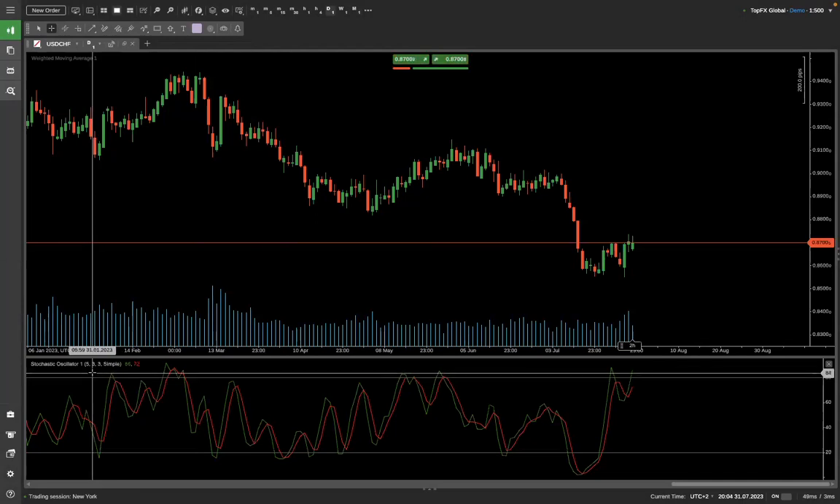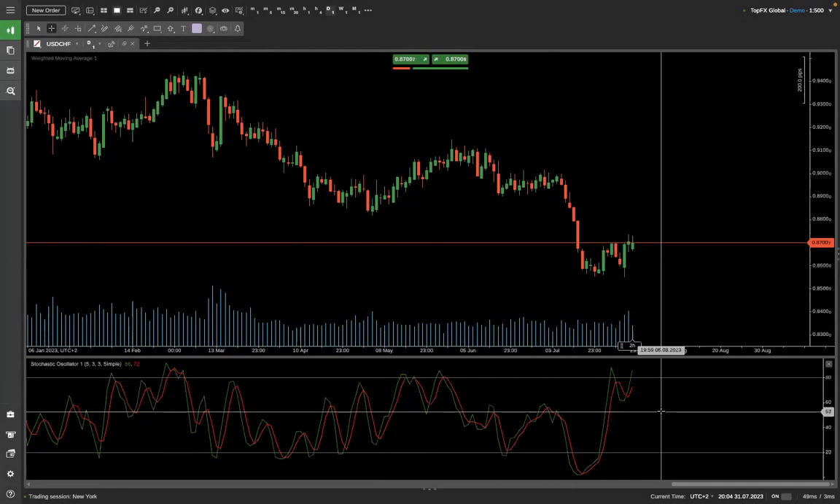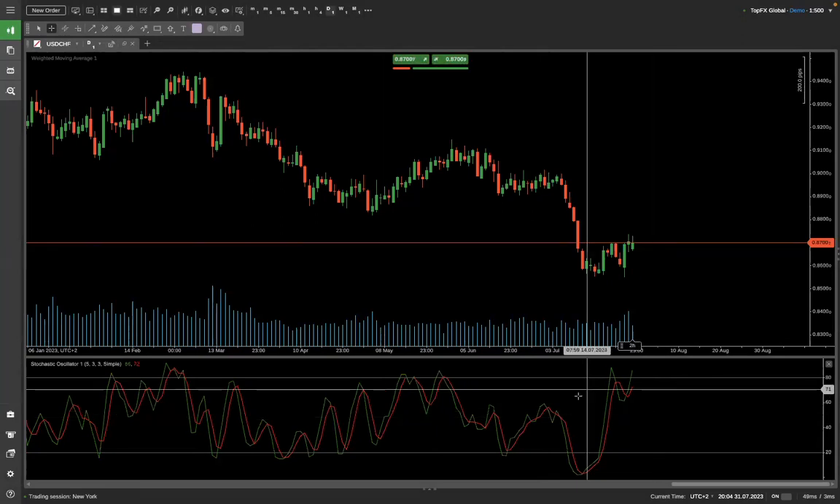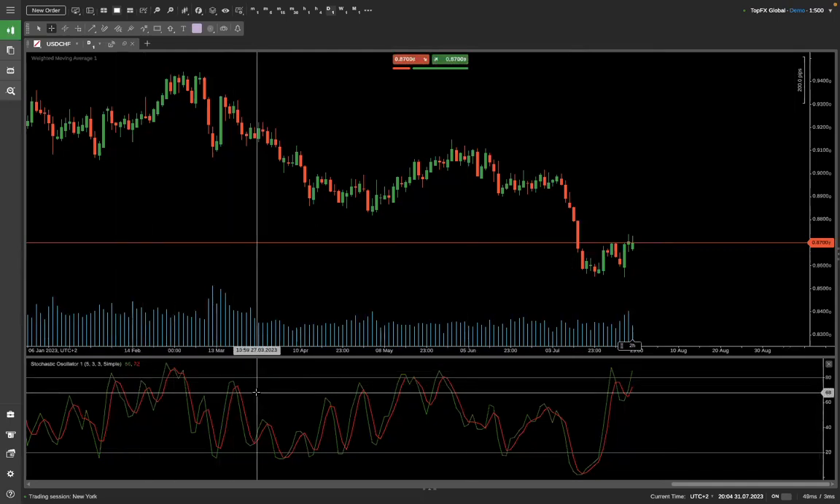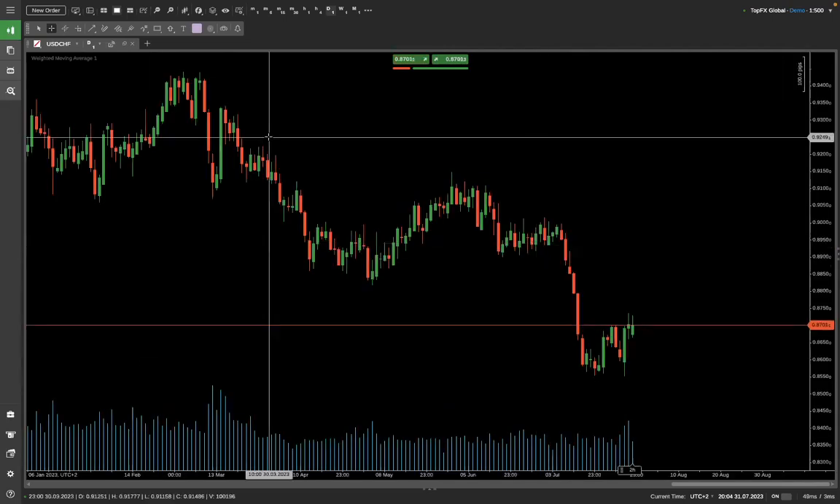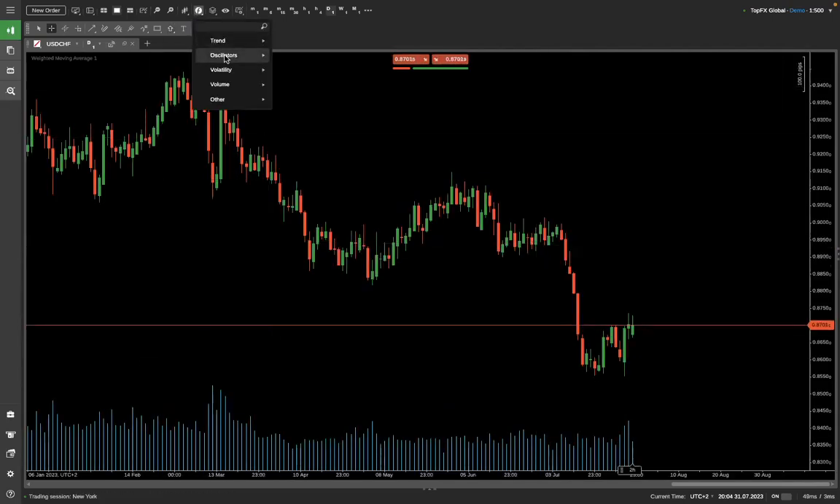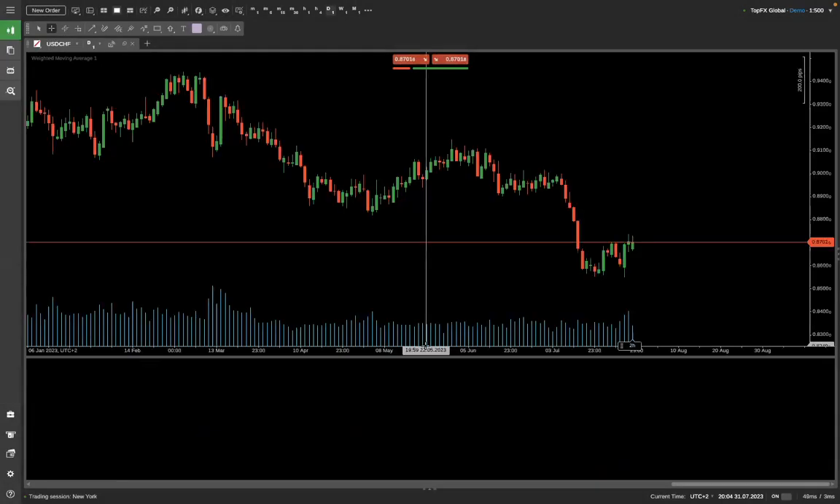So the percent K and percent D are still applied on this chart. The K line represents the more responsive line of these two. It moves faster than the other one. So if you for example want to see which one is the K line and which one is the D line, again you go here, oscillators, stochastic, and you can see that the K is green, D is red.